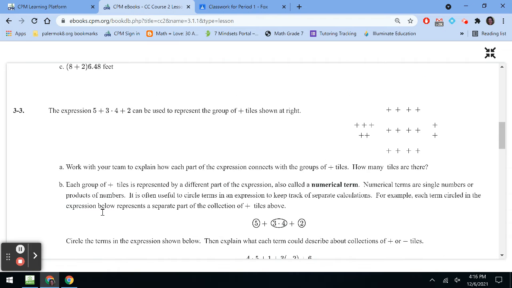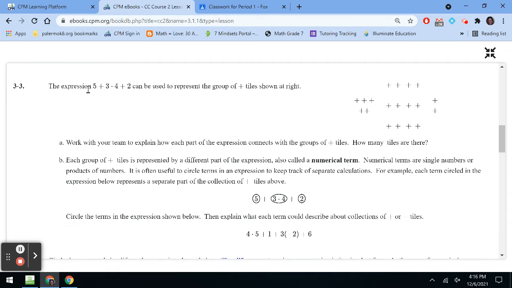So I'm going to focus instead on 3-3. It says the expression 5 plus 3 groups of 4 plus 2 can be used to represent the group of integer tiles at right. So the first part of this is where we're going to be explaining how each part of this expression connects with each group of the integer tiles. Lastly, how many tiles are on there.